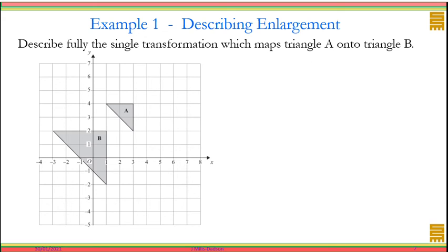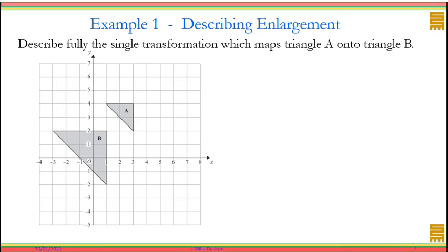Three things need to be said when describing enlargement. One is the name of the transformation, which is enlargement in this case. Second is the center of enlargement. And third is the scale factor. You need to state all three to get the full mark: the name of the transformation, which is enlargement, the center of enlargement, and the scale factor.